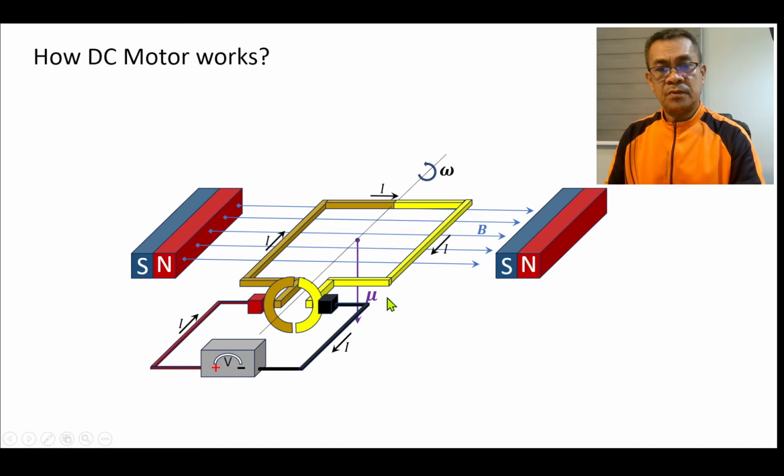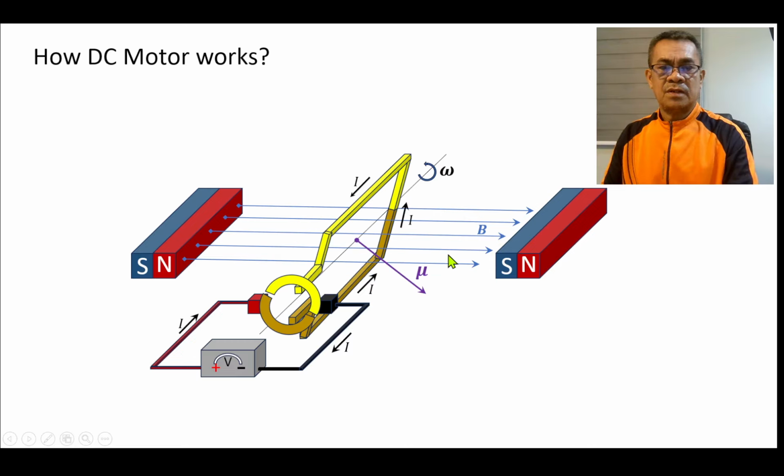Okay, we have the mu and we have the magnetic field. So what do you think? Where's the direction? Take note that mu will interact with B. This mu will tend to move towards the direction of B. So if you do it, it should be in that direction. That's why this direction is correct. So it will rotate about this axis.